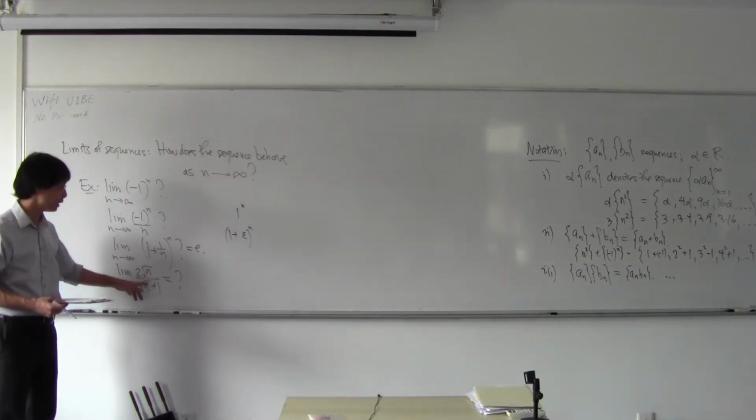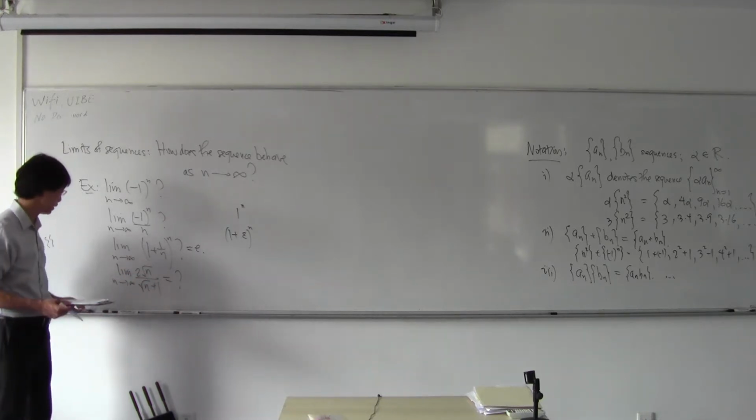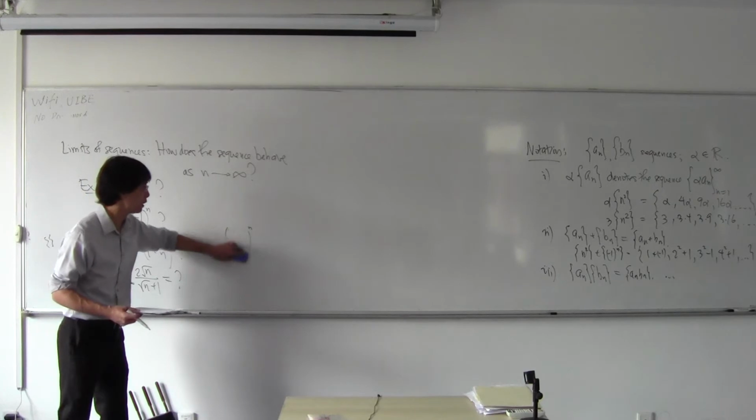Okay, what about this one here? 2 roots of n over root n plus 1. What do you think will happen to that as n goes to infinity?